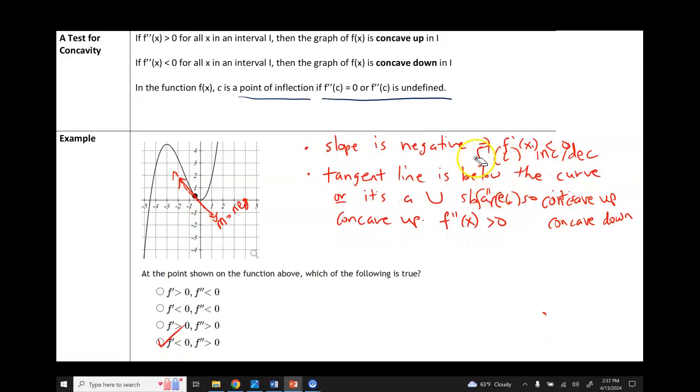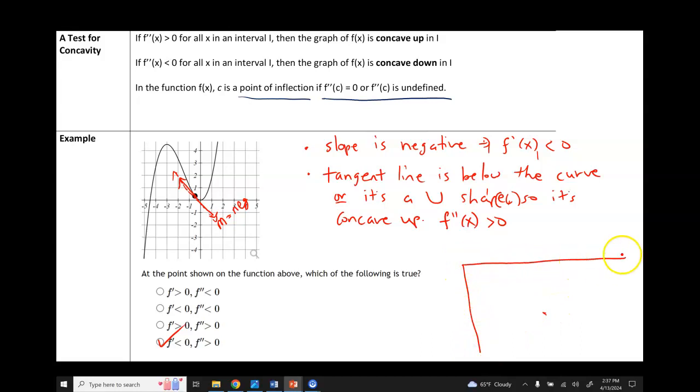Oh, you know what? Let me erase all this. Should have planned this a little better. Sorry. So I'll rewrite this on this bottom part over here.